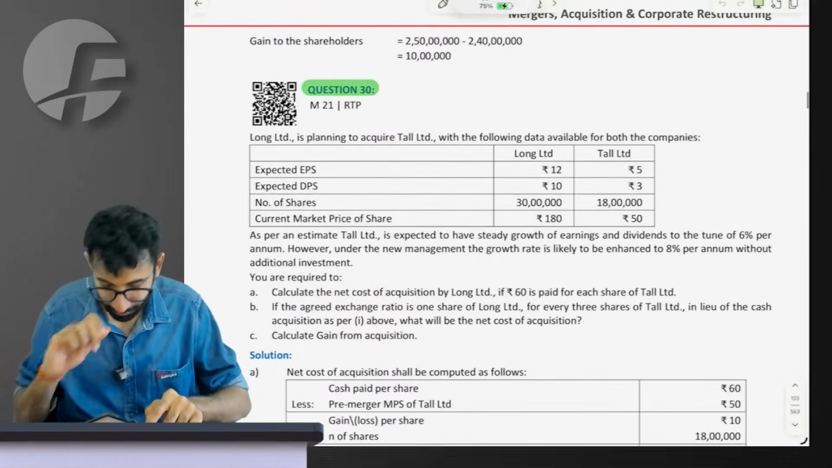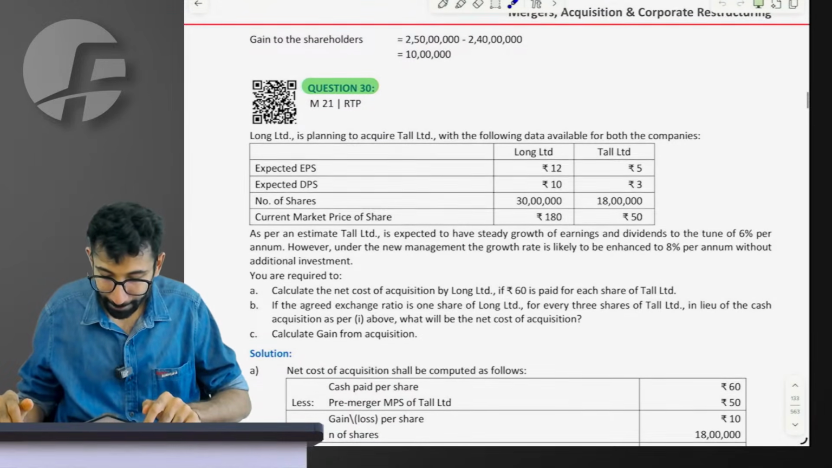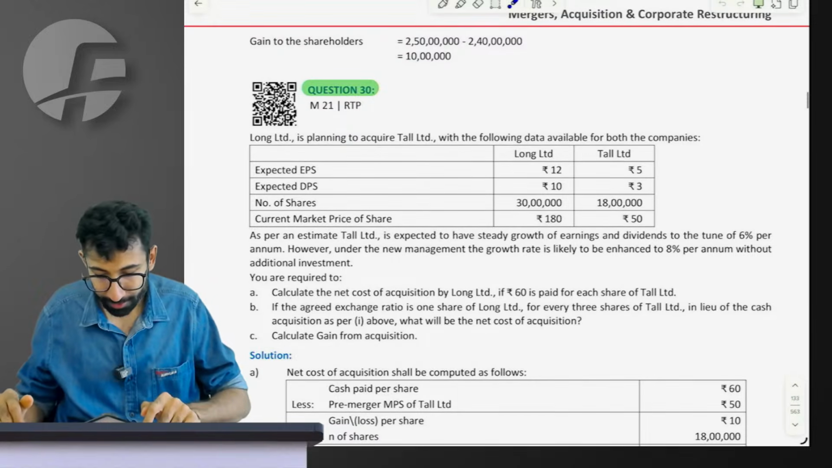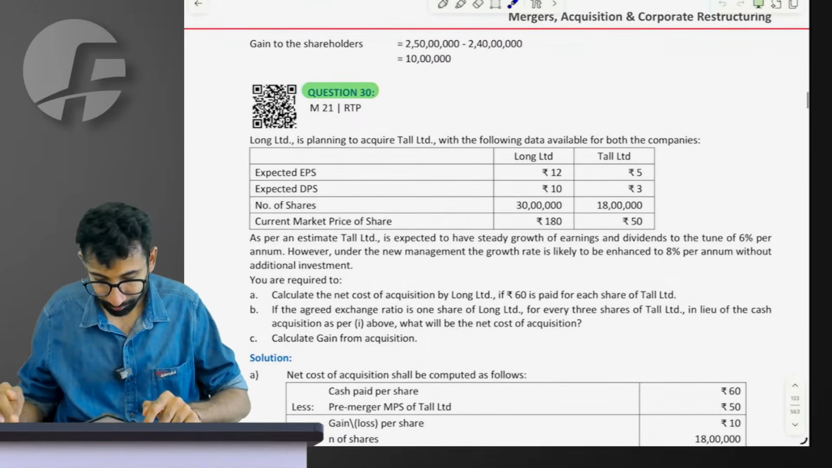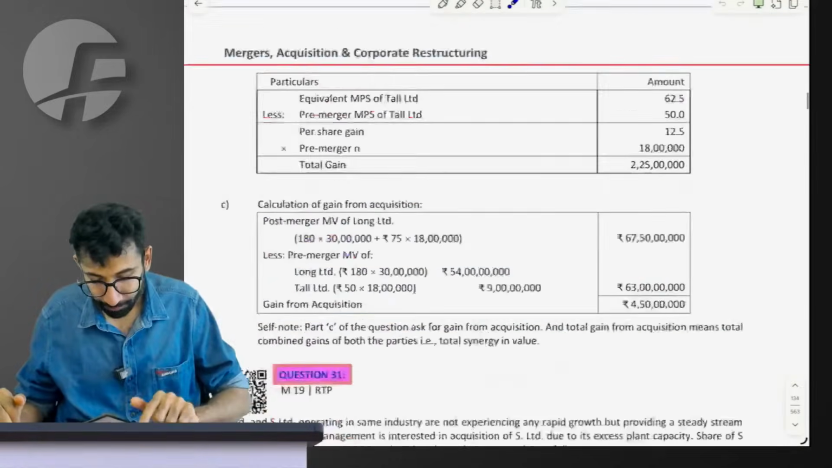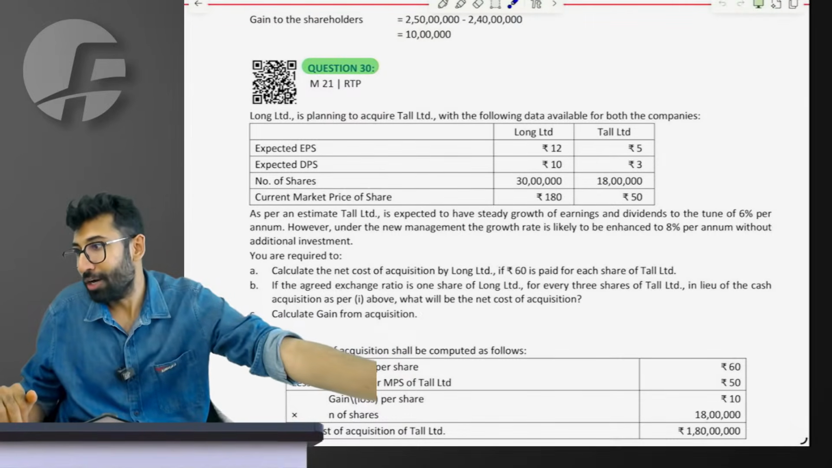Requesting your responses, please. Requesting your responses, please. One particular question is question number 30, which we can consider to do now.